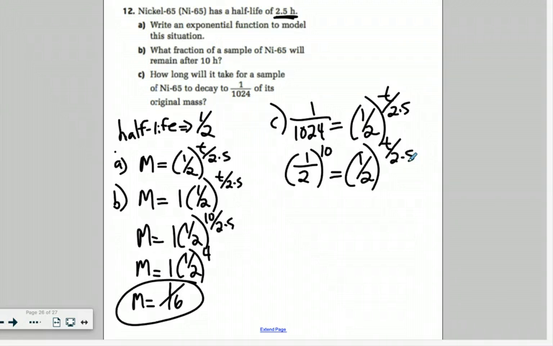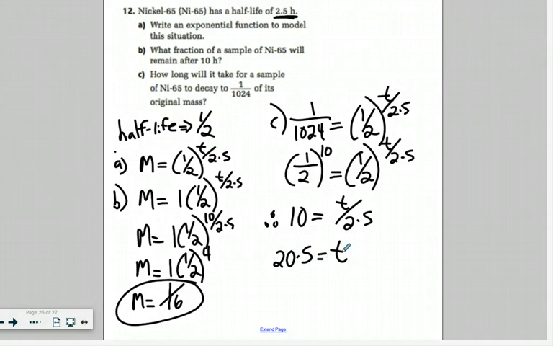So now you have the same base equal to each other, therefore we can make the conclusion that the exponents are equal and that 10 is equal to t divided by 2.5. Multiply both sides by 2.5 and you get 25 is equal to t, right? So that gives you your 25 hours. So it's going to take 25 hours.